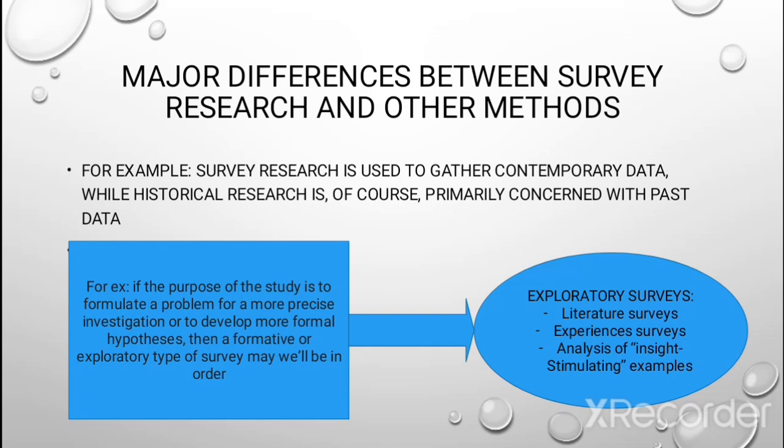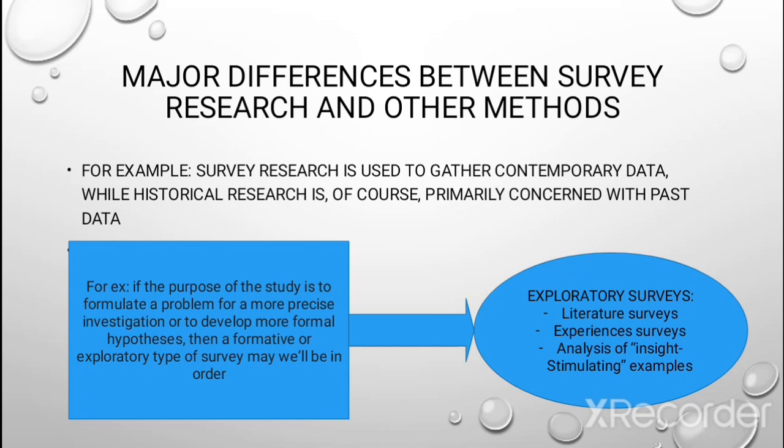For example, if the purpose of the study is to formulate a problem for a more precise investigation or to develop more formal hypotheses, then a formative or exploratory type of survey may well be in order. An exploratory survey, often conducted as qualitative research, can increase the researcher's familiarity with phenomenon and questions. It can help to clarify concepts, it can be used to establish priorities for future research, it can identify new problems, and it can be used to gather information with practical applications.